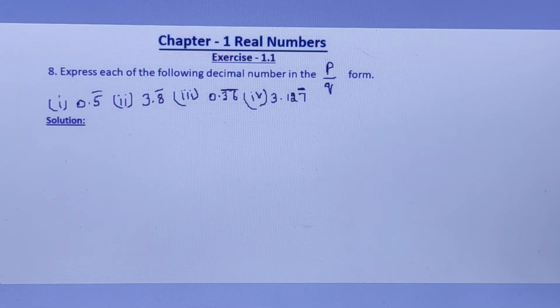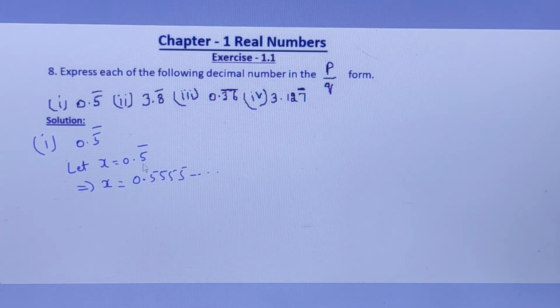Question 8. Express each of the following decimal numbers in the p by q form. Solution. First bit, 0.5 bar, right? So what we will do, let x is equal to 0.5 bar. So that means x is 0.555 because 5 is repeating. 5 bar means 5 is repeating, and so on we can write. Let us call this equation 1.